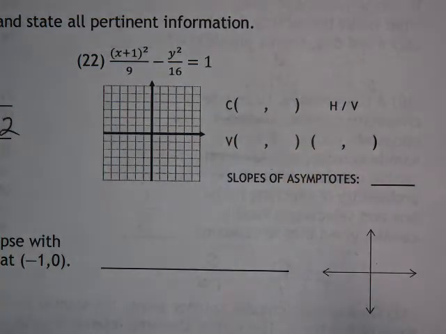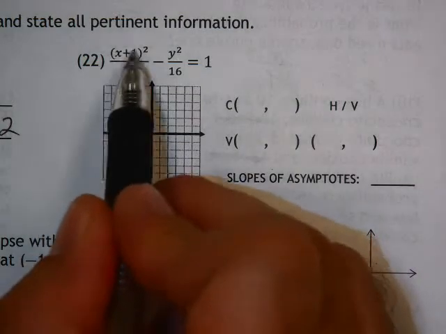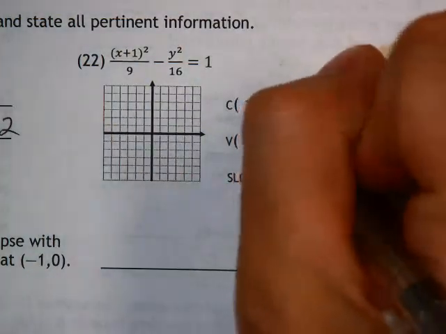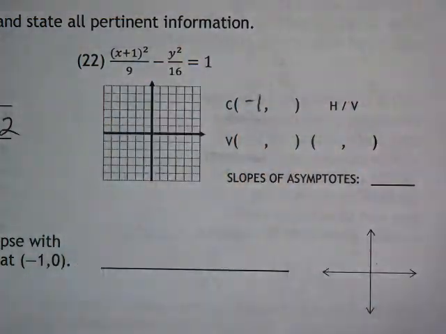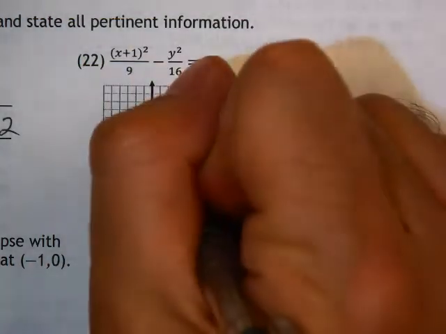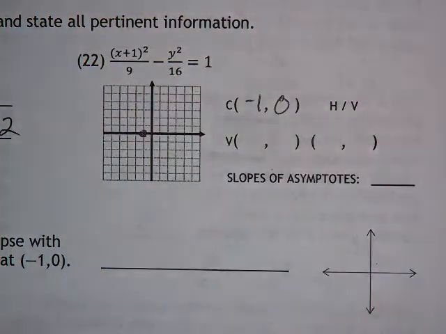So we'll start with the center first. The x-coordinate comes from these parentheses. Opposite of +1 is -1. And the y, there's no parentheses at all, so that's a 0. So when we start with our center, it's -1, 0, left 1.